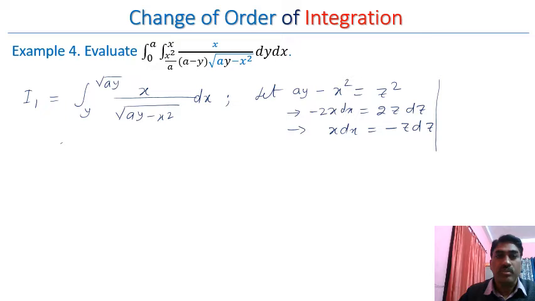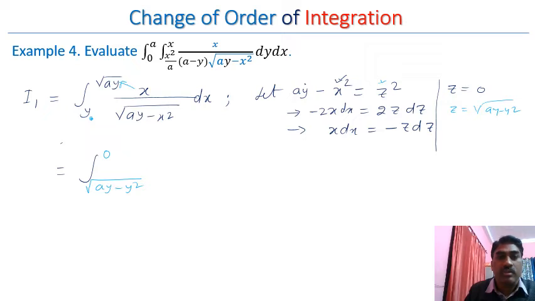So when you put x is equal to root a, this will become a minus a. The limits of z are 0 when x is equal to a. So I am writing the new limits to avoid your confusion. When x is equal to a, z is equal to 0. When x is equal to y, we have a minus y square, and this is equal to z square. So z is square root of a minus y square. So these are the limits of z.